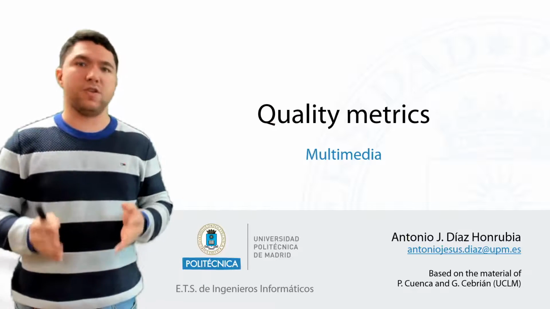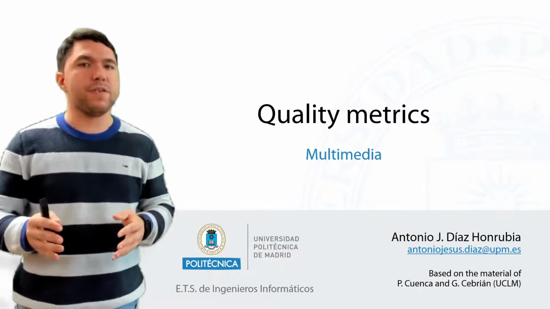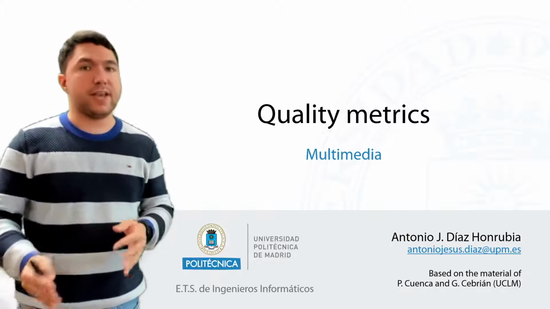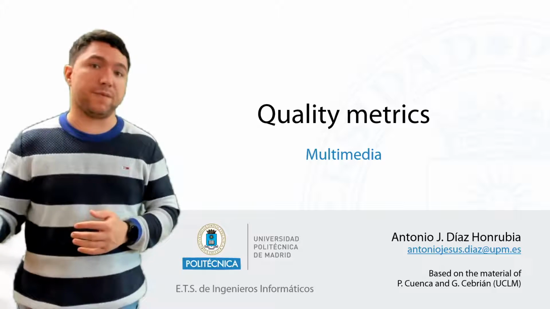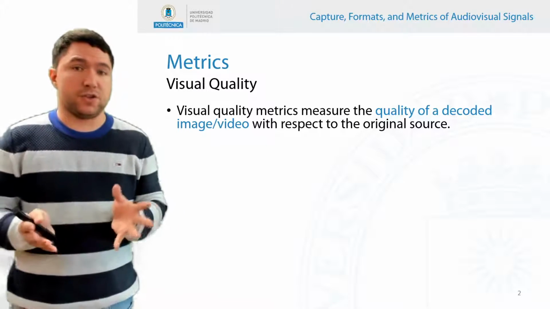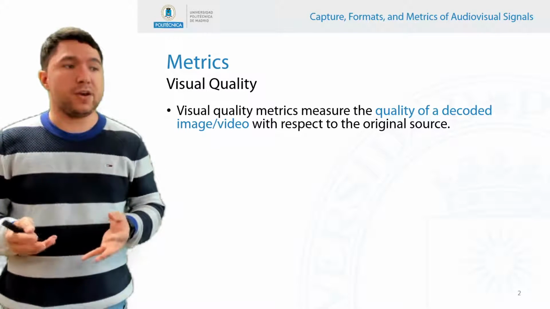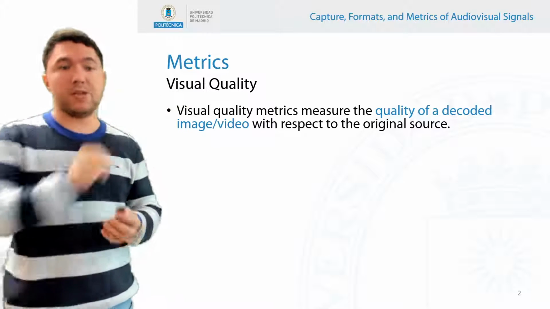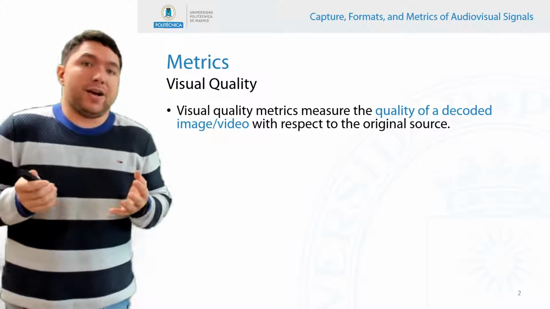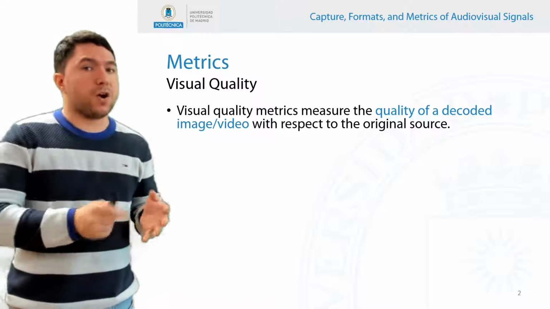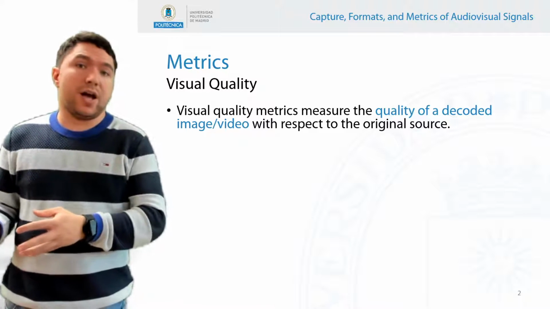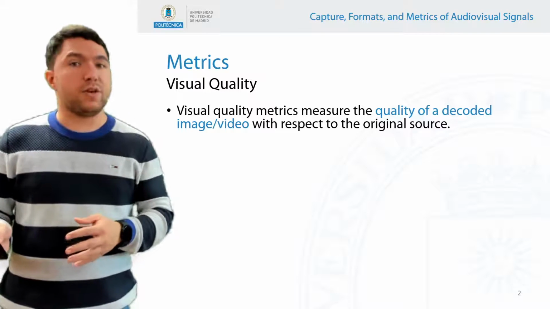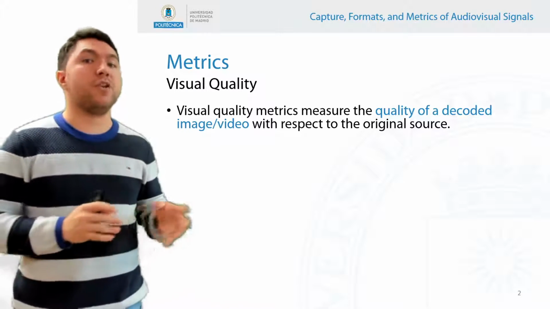Hello everybody, today we are going to talk mainly about video quality metrics. They can also be applied to images, but we are going to focus on video and talk about video all the time. First of all, we need to define what a video quality metric is. It's the quality of a compressed and then decompressed video sequence, and we are going to measure the quality of this sequence compared to the original one.